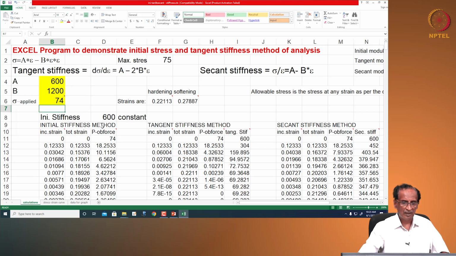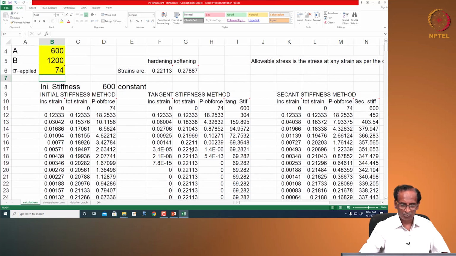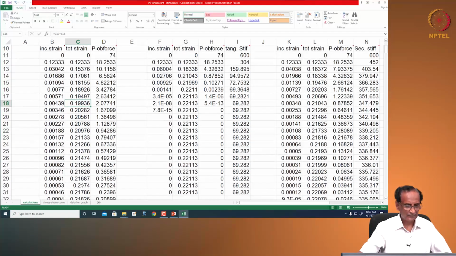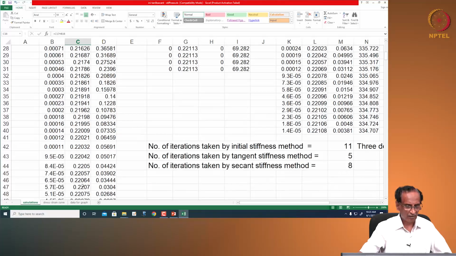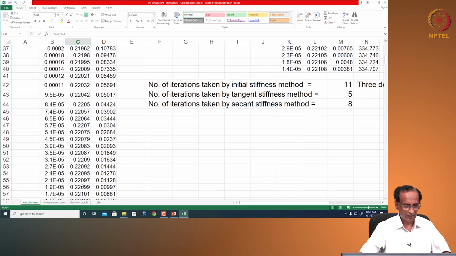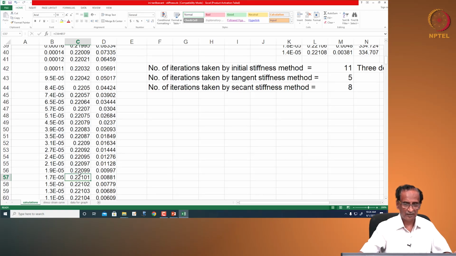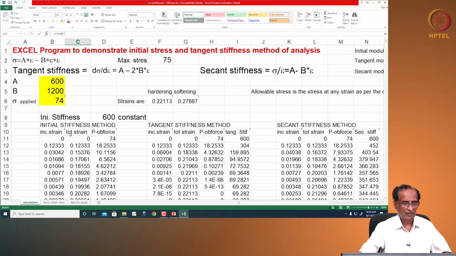Okay. And our strain is 0.221, and even with the tangent stiffness method, within about 5 or 6 steps we are able to get to that strain level, whereas with the initial stress method it is taking a very large number of iterations. 2 to 1 we are able to get at about after about 50 cycles.